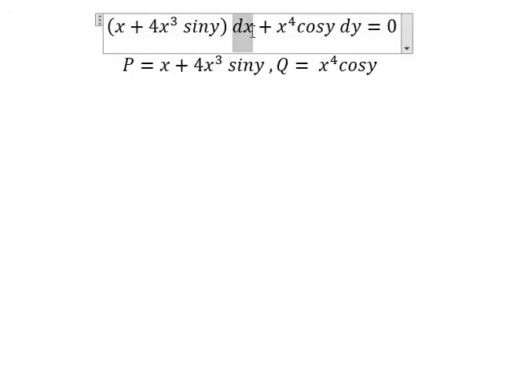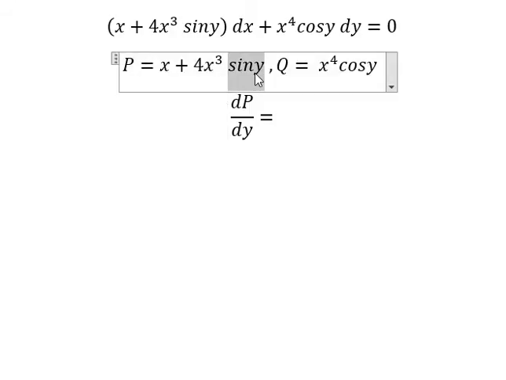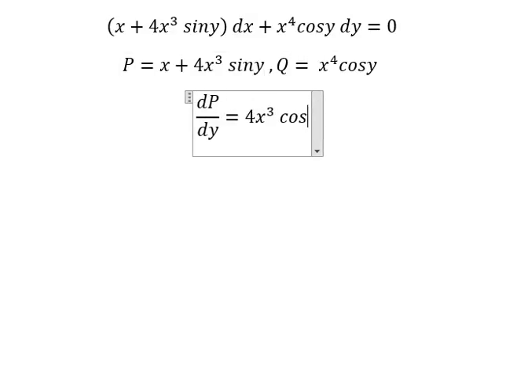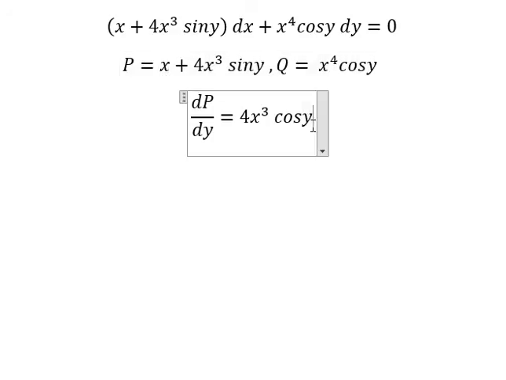So we have dx. That means we need to do first derivative of p with respect to y. So we just have only sine y in here. First derivative of sine y, we have cosine y. This one we don't have y, so you get 0.